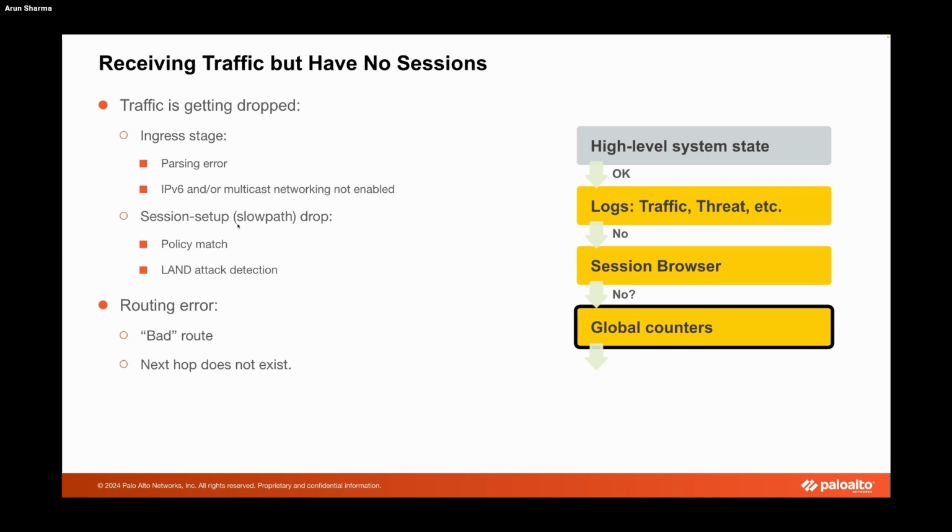Is it being dropped during the slow path, like during a policy match, or it could be some kind of land attack? Is it because of a routing error? Next hop does not exist because of route flapping, or is it a bad route? So there could be a lot of reasons, and using global counters, we can actually find out why it happened.